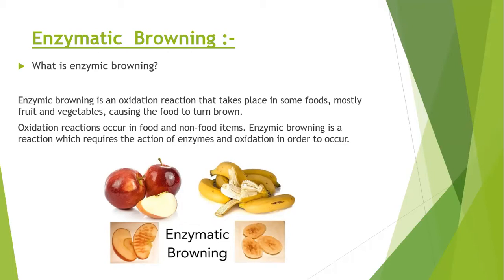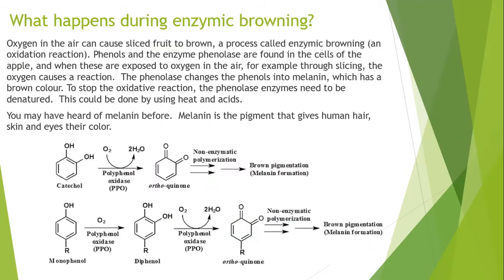Why? Because oxidation reactions occur in food and non-food items. So enzymatic browning is a reaction which requires the actions of enzymes and oxidation in order to occur. What happens during enzymatic browning? If you look at the picture, the hexagon basically shows the diagram.